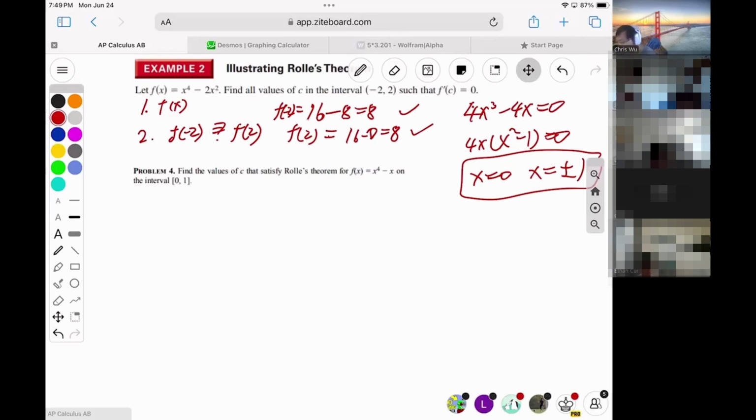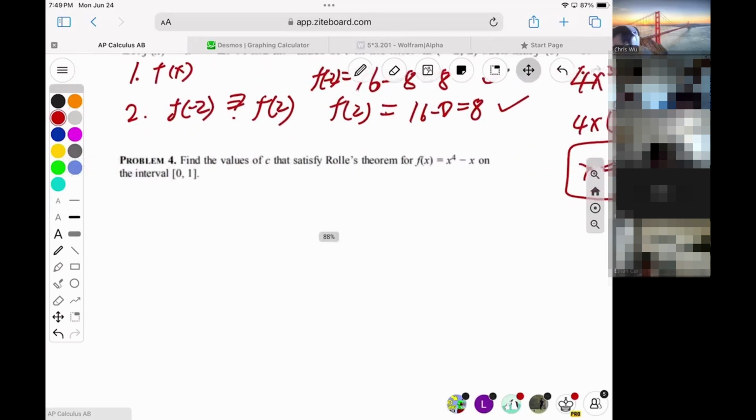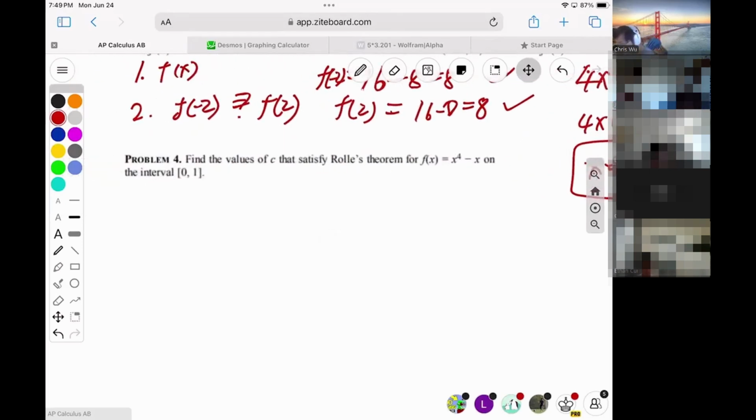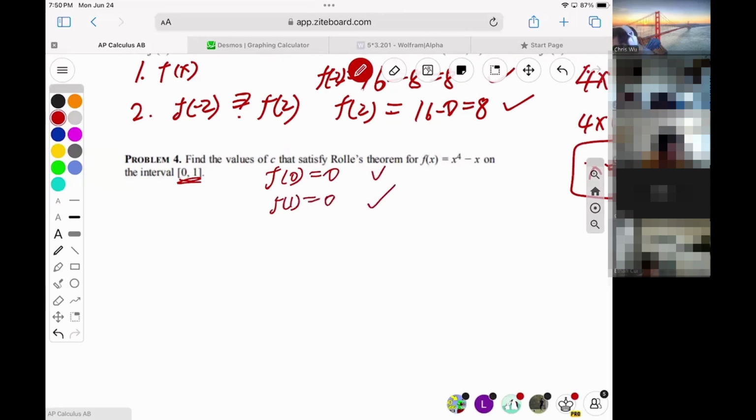All right. Let me start going over that. Find the values of c that satisfy Rolle's theorem for that. So, assume Rolle's theorem applies here, does it? f of 0 is 0, f of 1 is 0. Yes, they both have the same value, so Rolle's theorem should apply.